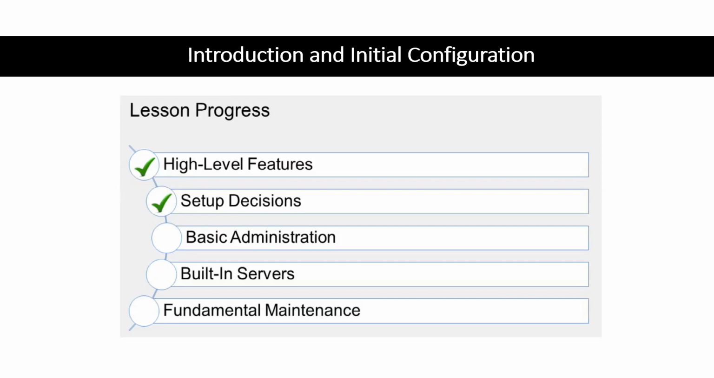Yesterday, we went over high-level features and setup decisions: how FortiGuard works, some of the UTMs at a high level, the motherboard, and the specialized chips, the SPUs, that Fortinet uses in its devices that make it differ from all other firewall vendors. So we're going to jump in and start doing some basic administration.